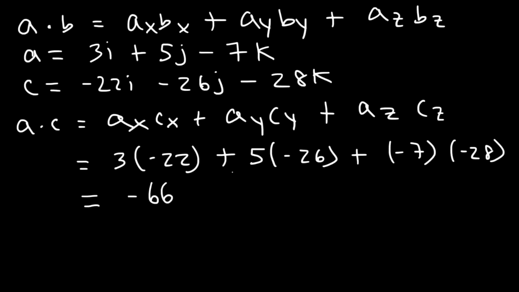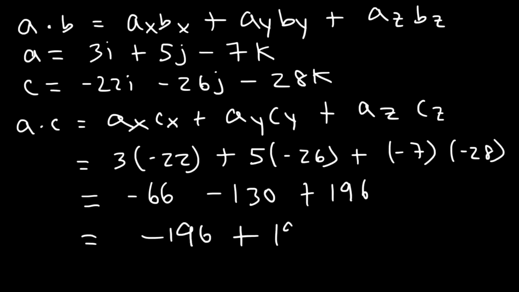5 times negative 26, that's negative 130. And negative 7 times negative 28, that's positive 196. Negative 66 minus 130 is negative 196. So as you can see, this adds up to 0.